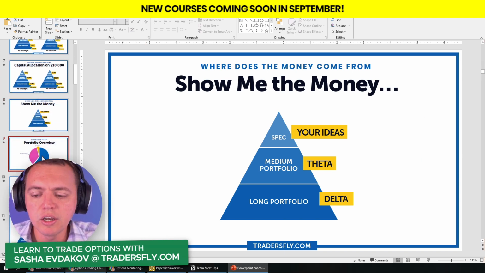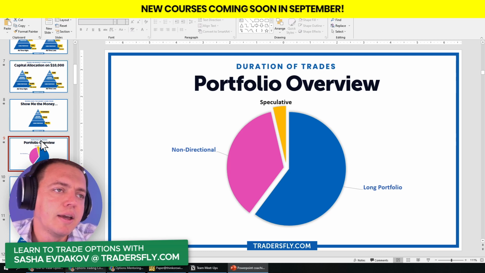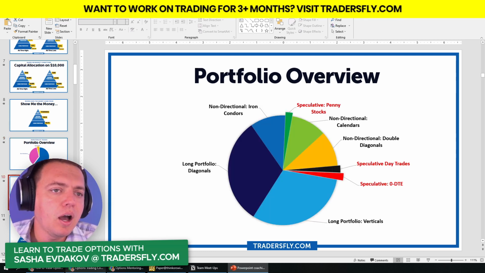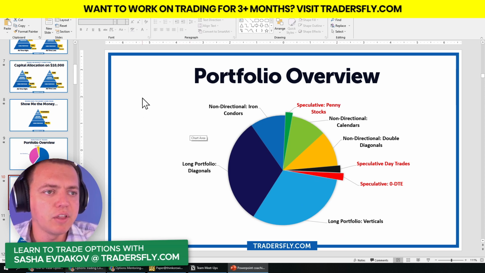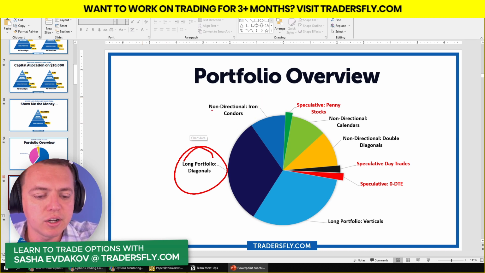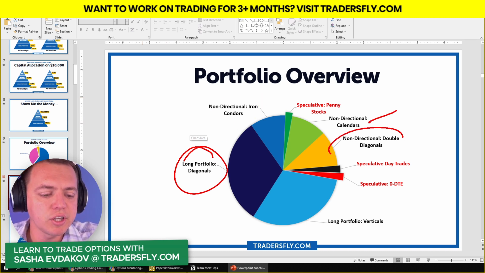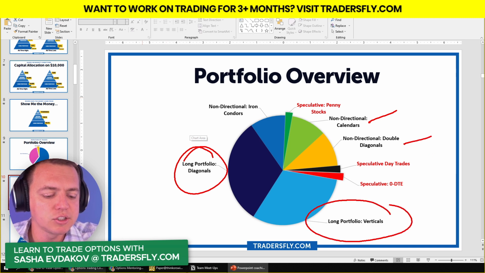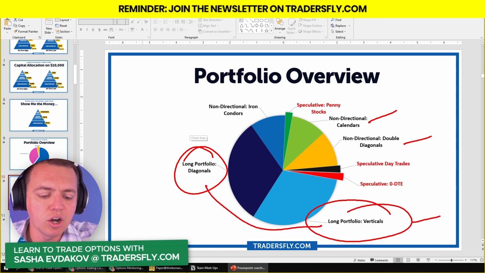Now, I'll show you another portfolio overview. This is kind of a pie shape. Some people like looking at it from a pie view. Other people like looking at it more on a strategy basis. So here's another version of that. You might say, I'll do a little bit of long portfolio diagonals, some non-directional iron condors, some non-directional calendars, non-directional double diagonals, long portfolio verticals. So that's your long portfolio right here.